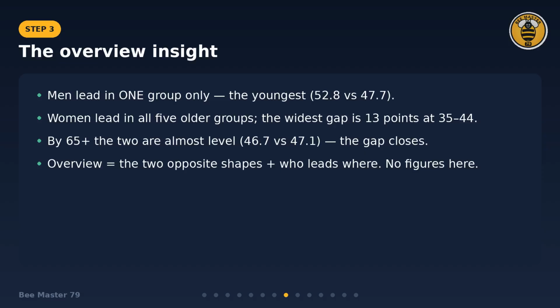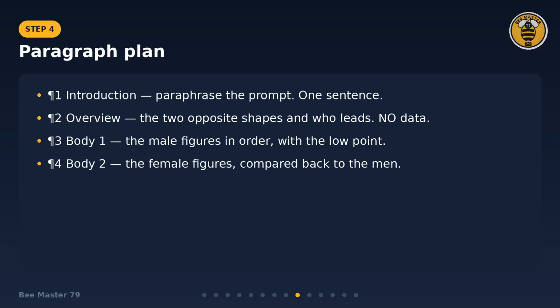Here is the insight that earns you the overview mark. Men lead in one single group, the youngest. Women lead in all 5 of the older groups, and the widest gap, about 13 percentage points, is at 35 to 44. By 65 and over, the two are almost level again. Put those two opposite shapes and that one exception in your overview and keep the figures out of it. So the plan is 4 paragraphs.